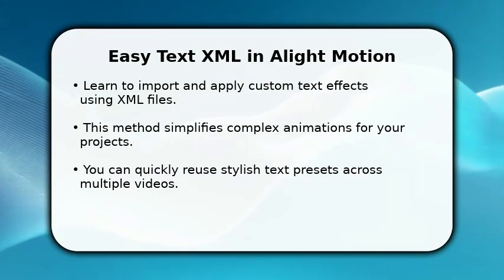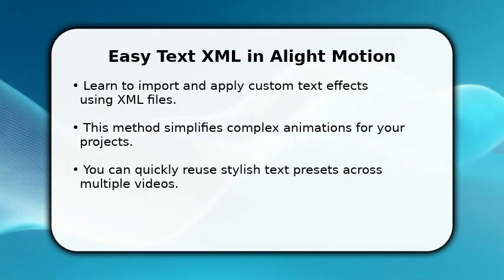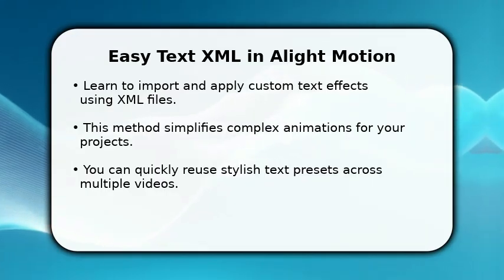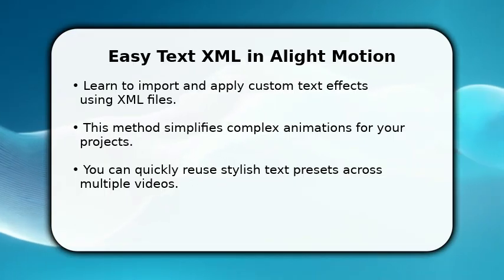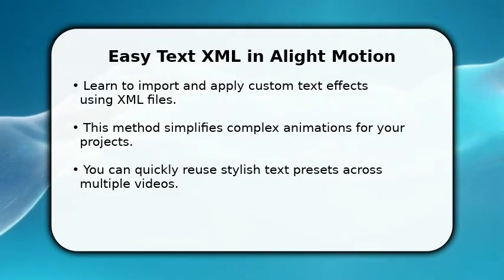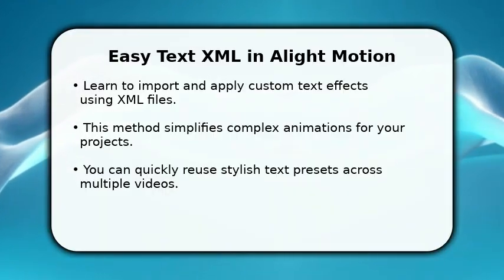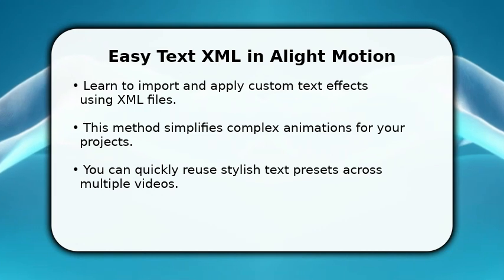In this video, I will explain how to use text XML in Alight Motion. First, understand that XML files contain pre-designed text animations. These files allow you to apply sophisticated effects without manually keyframing every detail. This saves significant time and effort, letting you focus on creative storytelling. We will cover finding, importing, and applying these powerful presets to enhance your projects.